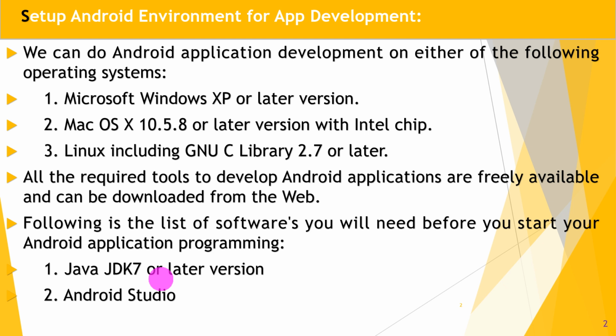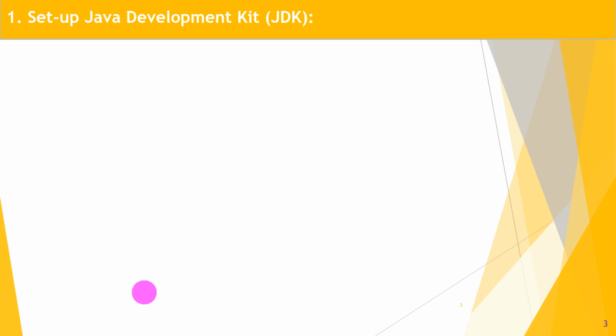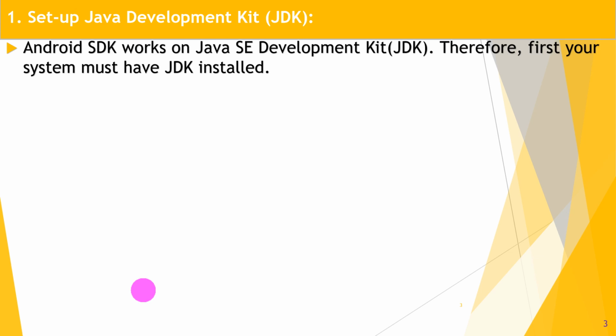So JDK and Android Studio, because mostly we prefer Java language for Android application development instead of Kotlin. So that's why we require JDK. JDK is required for another purpose as well, which we will discuss later on.